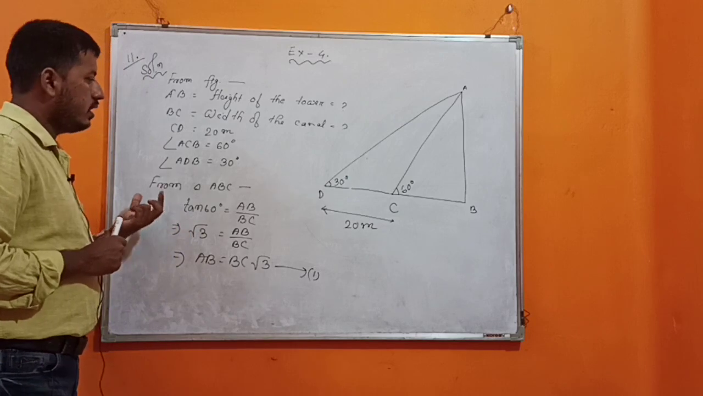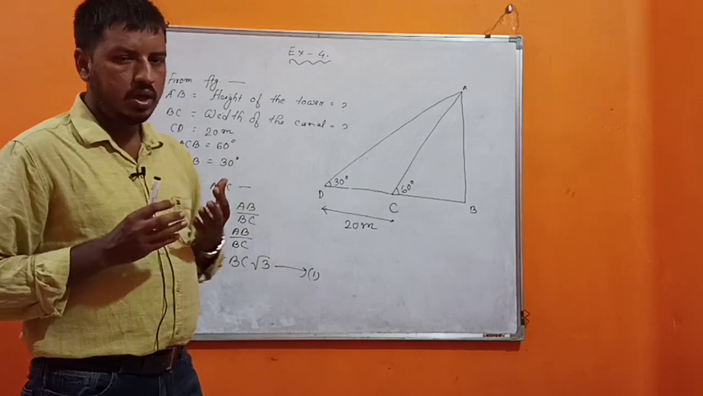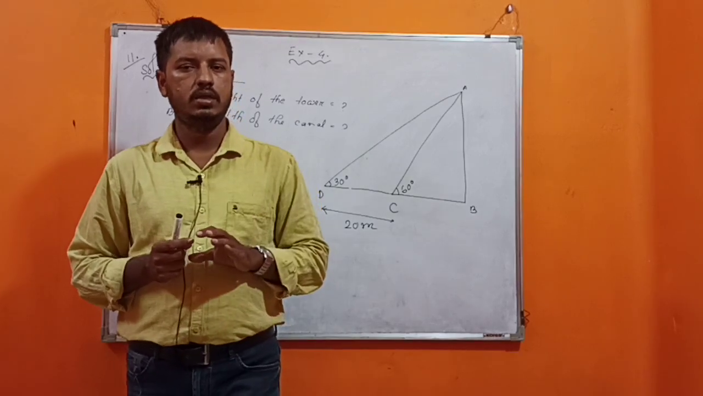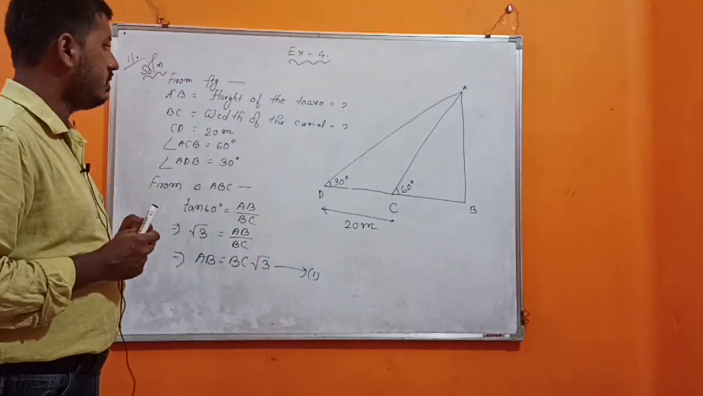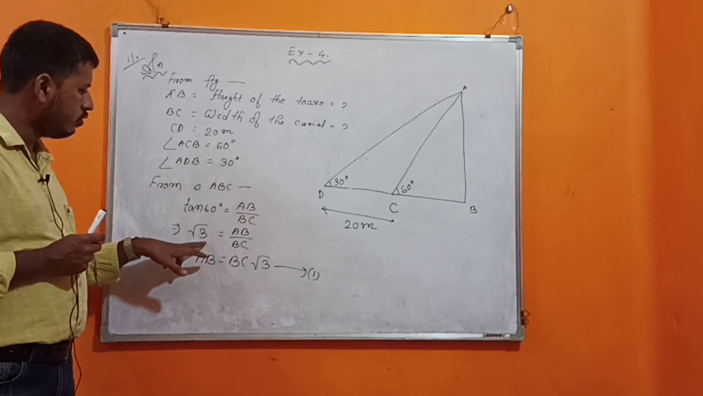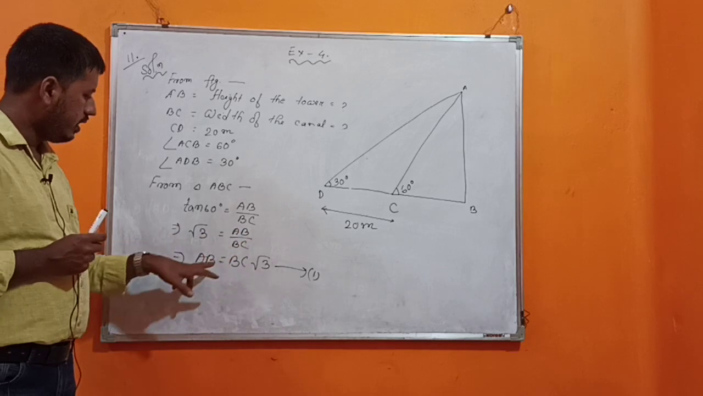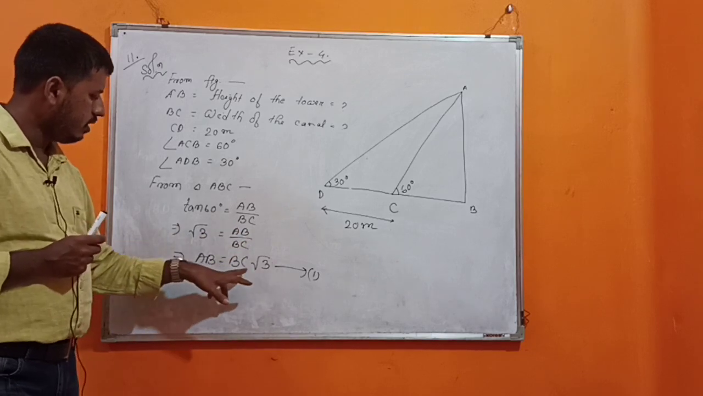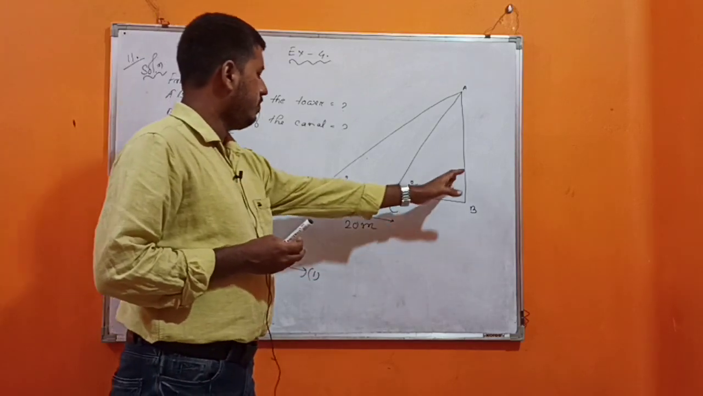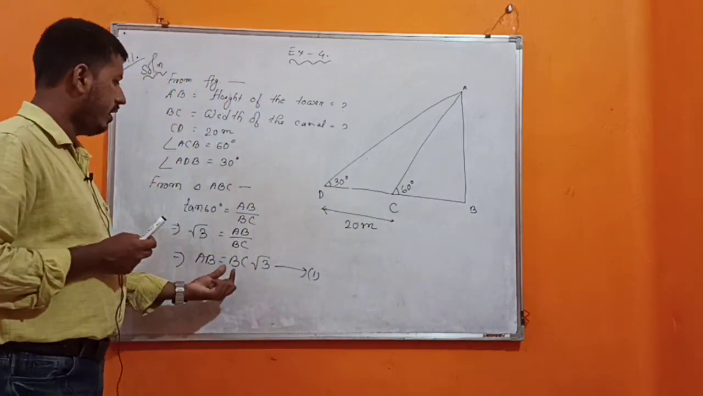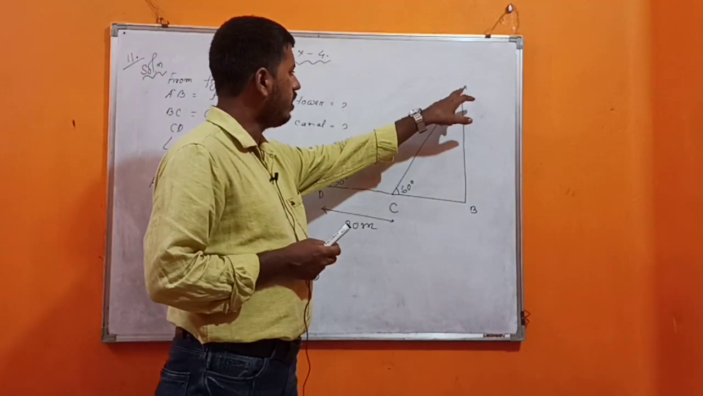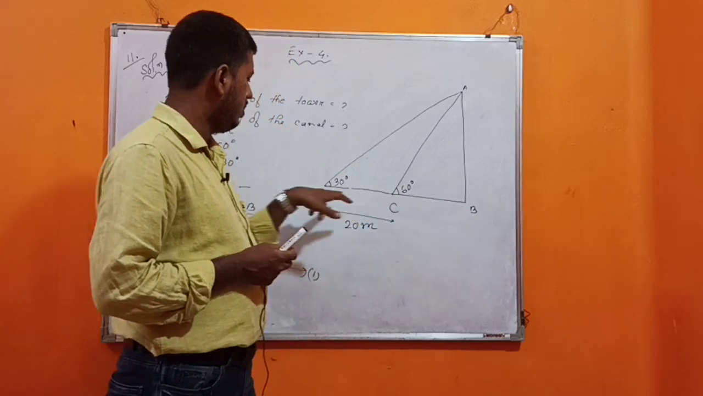So I have considered the triangle ABC. From triangle ABC I can write tan 60 equal to perpendicular by base, that is AB by BC, and tan 60 we all know the value of tan 60 is root 3. So root 3 equal to AB by BC, and through cross multiplication we have got AB equal to BC root 3. Okay, so AB we have got BC root 3. Now our target is to find the value of BC. So we have to consider the larger triangle again, that is the triangle ABD.